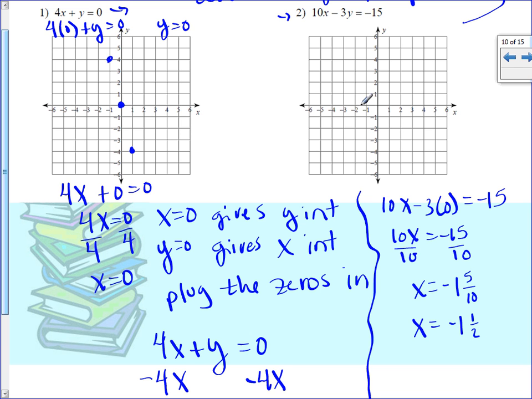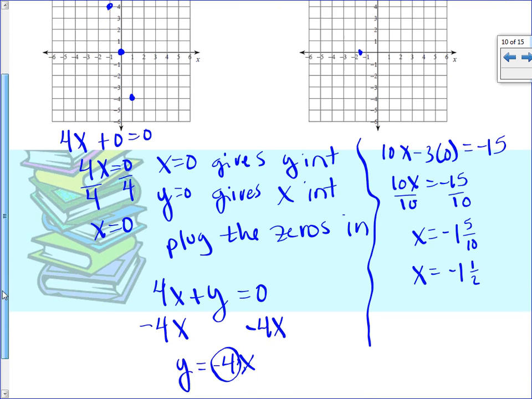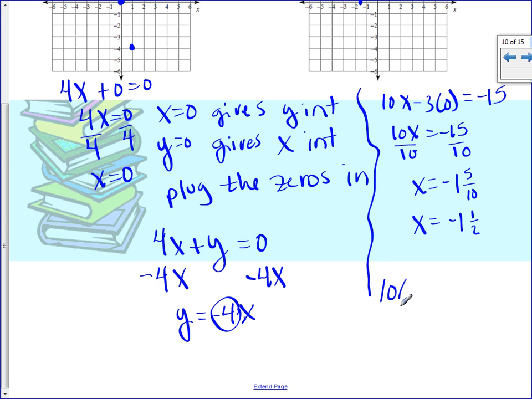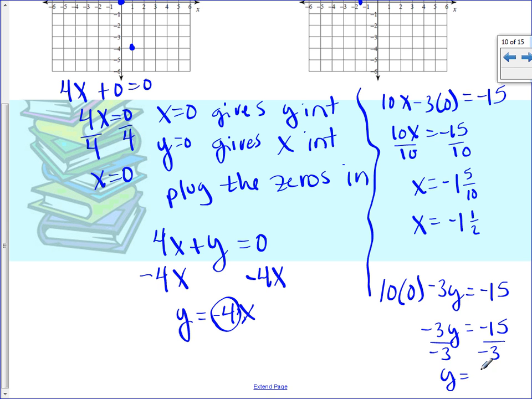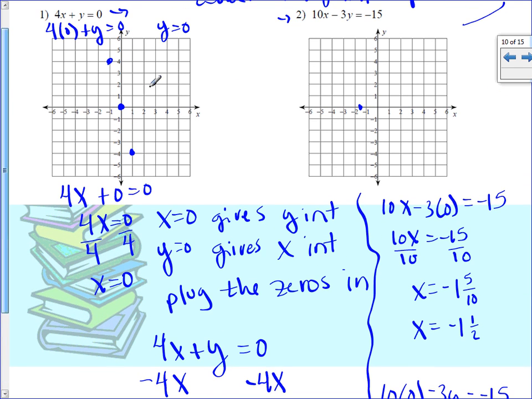So over here on my x-intercept, I'm going to plot it right here. And then I'm going to get my y-intercept by plugging 0 in. 10 times 0 minus 3y equals negative 15. I get negative 3y equals negative 15. Divide by negative 3 on both sides. y equals 5. So my y-intercept is 5. I'm going to go up to 5.